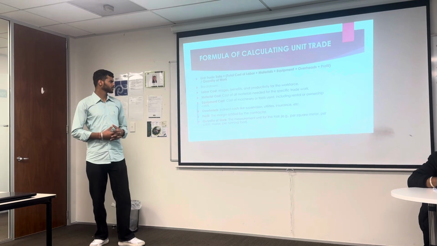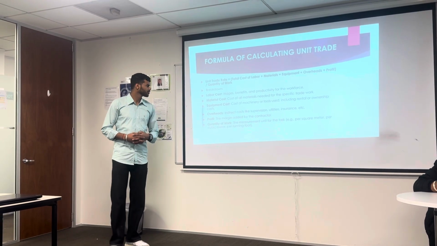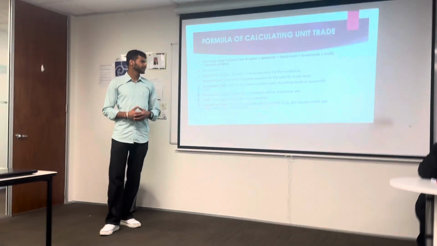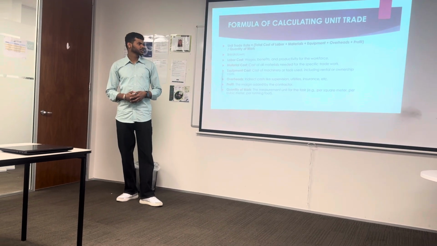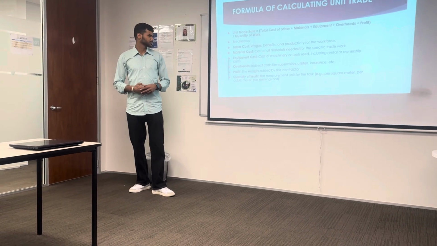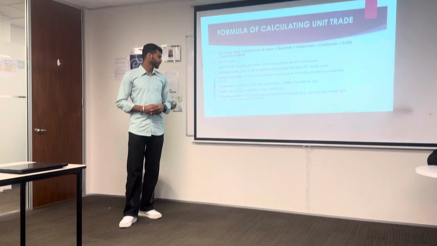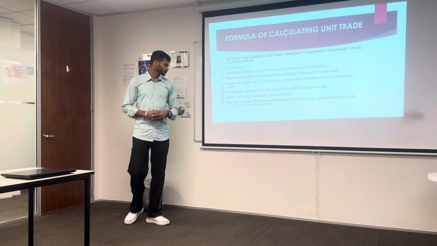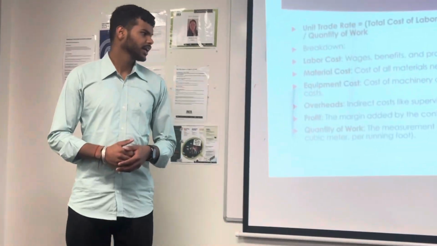So its breakdown. The first one, labor cost. It includes wages, benefits, and productivity of the workforce. The second one is material cost. Cost of all materials needed for specific trade work. Equipment. Cost of machinery, tools used including rental or ownership costs. Overheads. Indirect costs like supervision, utilities, insurance, etc. Profit. The margin added by the contractor regarding the construction project. The last one is quantity of work. The measurement unit of the task, for example per square meter, per cubic meter, or per running meter.